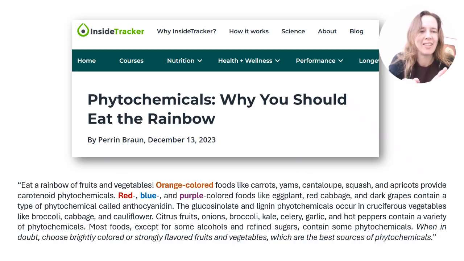And they said to eat a rainbow of fruits and vegetables, like orange colored foods like carrots, cantaloupe, squash. You have carotenoids because that's what gives the orange color to the food. The red, blue, and purple colored foods like eggplant, red cabbage, we have antioxidants.